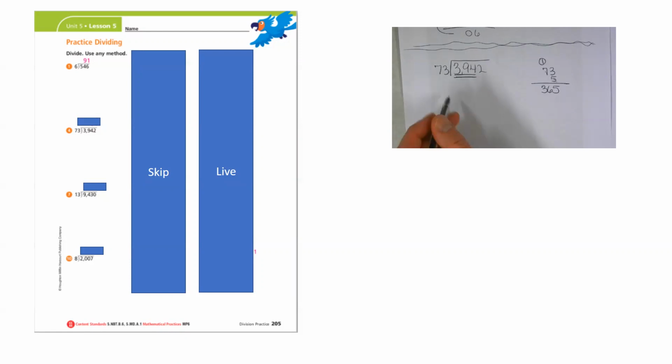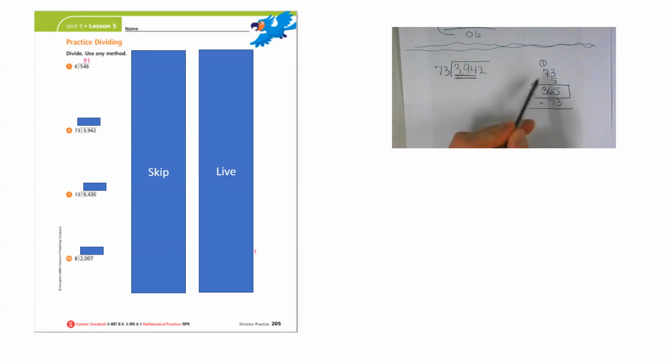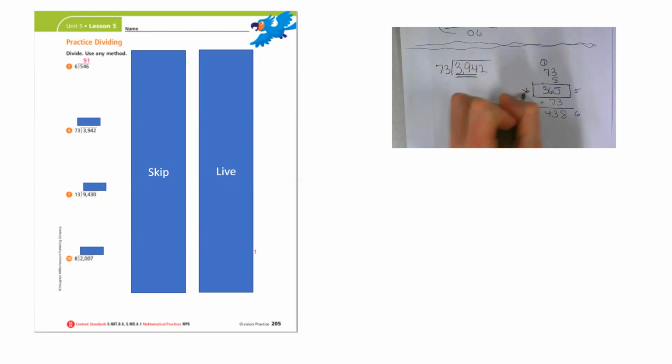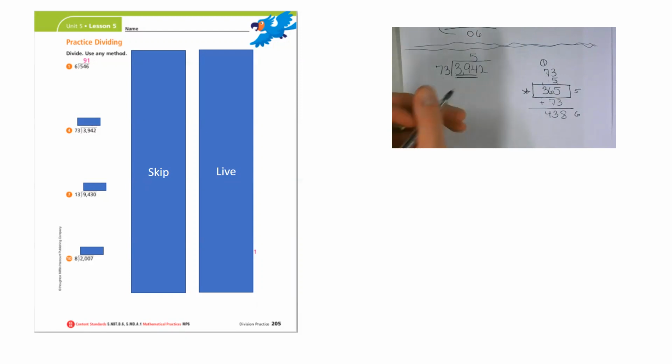Well, if I went higher, so this is going to be 5. This is probably what I'm sticking to. If I went one group higher, then that would add 73 more, right? Because 73 times 5 is this, so 73 times 6 is 438. Do I have 438? No. So this is times 5, this is times 6. So I know I want to take out 5.